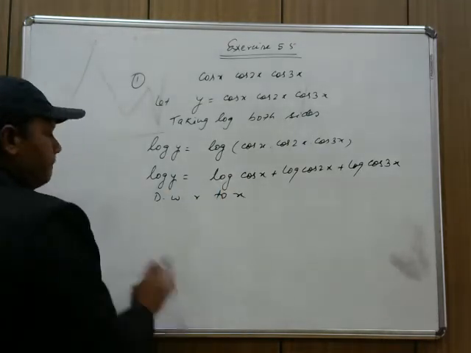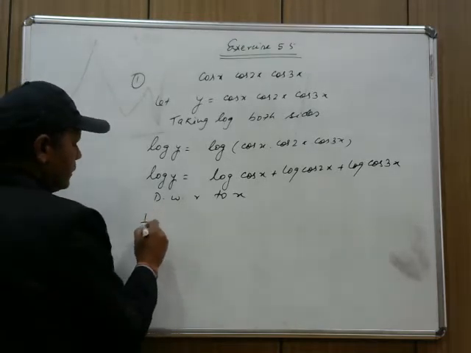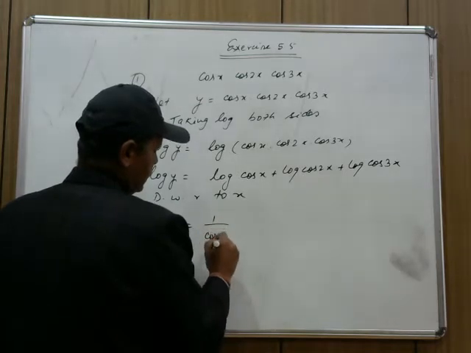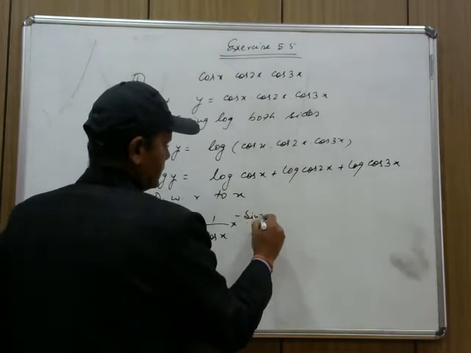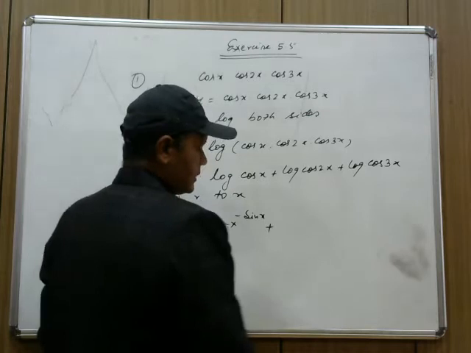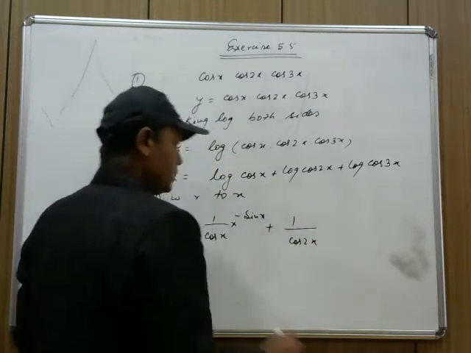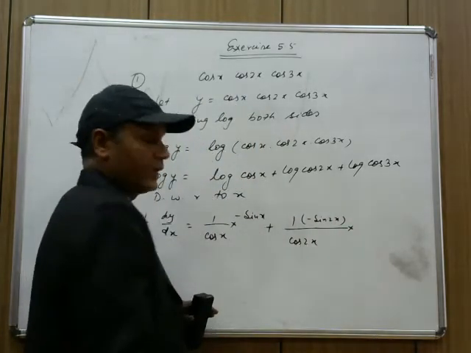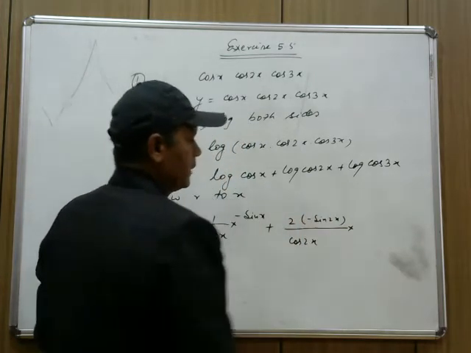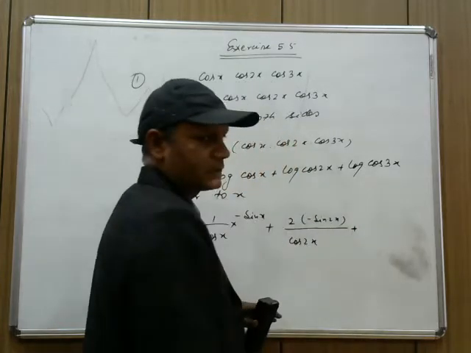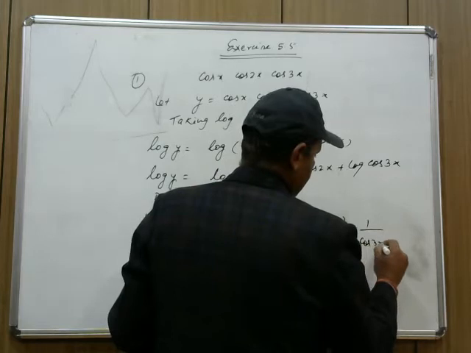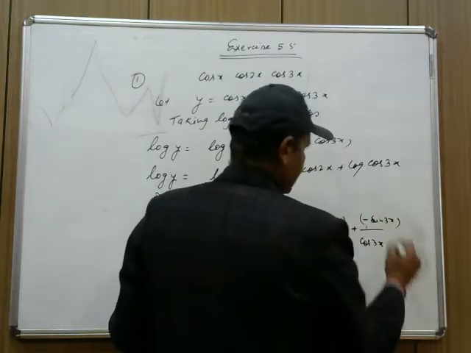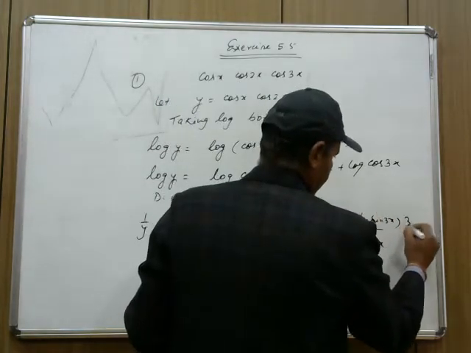Now differentiation of log y. Now I am not writing d by dx. Now differentiation of log y is 1 by y into dy by dx, is equal to differentiation of log cos x, which is 1 by cos x into differentiation of cos x, minus sin x, plus differentiation of log cos 2x, which is 1 upon cos 2x into differentiation of cos 2x, minus sin 2x, into differentiation of 2x, which will have 2, plus differentiation of log cos 3x, which is 1 upon cos 3x into differentiation of cos 3x, minus sin 3x, into differentiation of 3x, which will have 3.